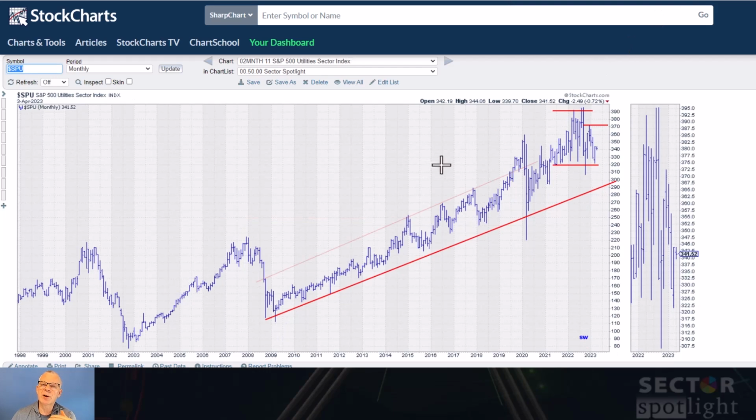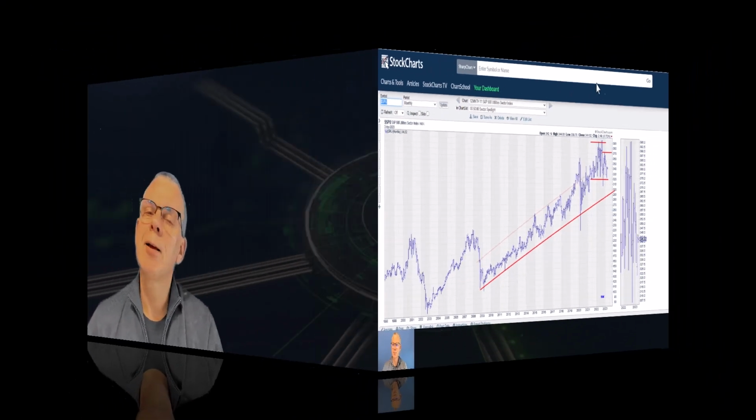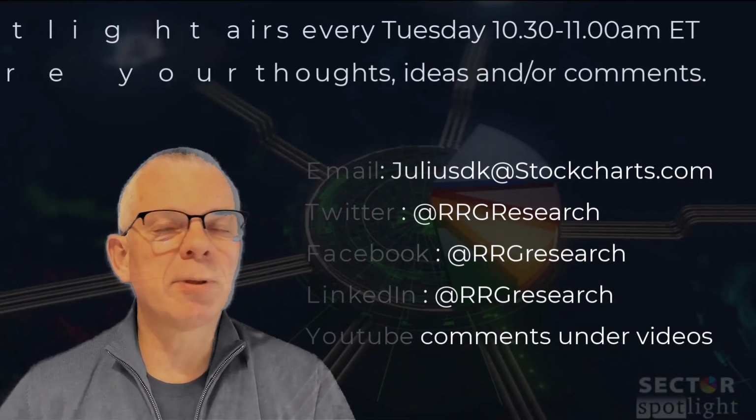And then finally, we have the utility sector. Again, one of the defensive sectors, moving sideways in a range between 320 and 370. As long as we stay there, the trend remains sideways. It's not going to have a massive impact on the S&P 500, but the fact that it's one of the defensive sectors and it's not really strong fits with the narrative that money is moving out of defense into more offensive sectors. And that wraps up Sector Spotlight for this week.